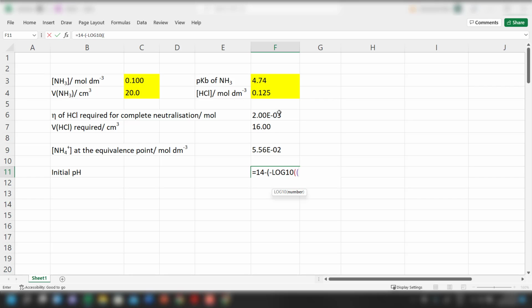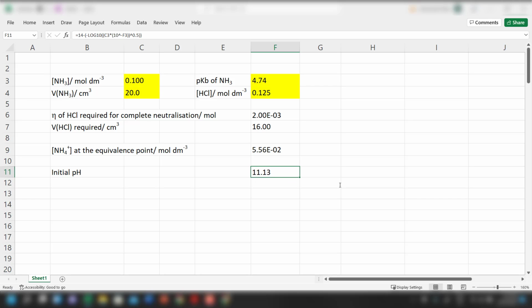Let's see what we have over here. So concentration first, multiplied by 10 to the power of minus 4.74, and then to the power of 0.5. So we get 11.13. I think there's a little bit of incorrect thing I've input in the formula, but Excel corrected it for me, so I should get 11.13.